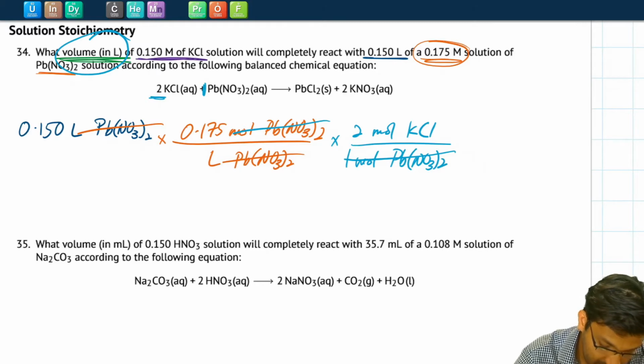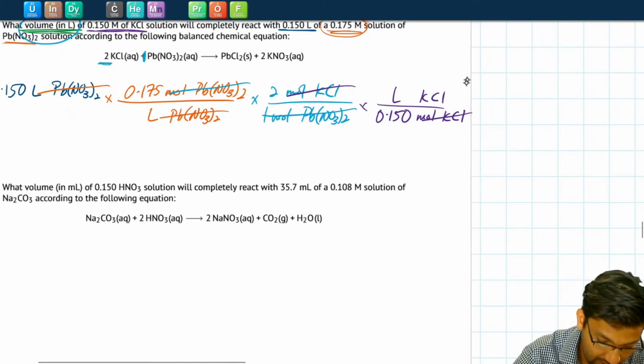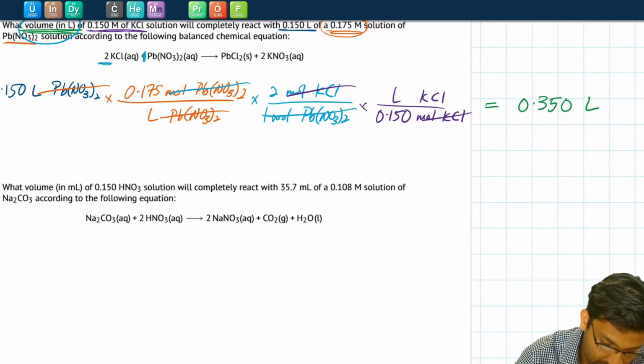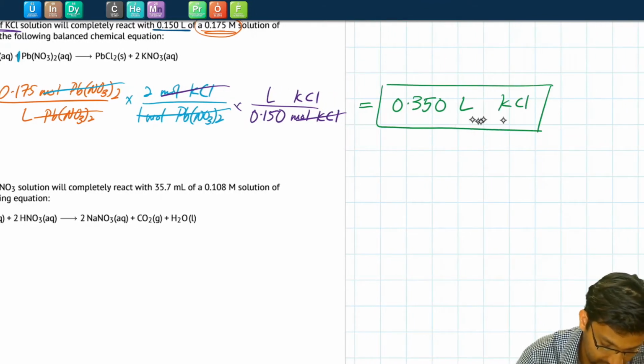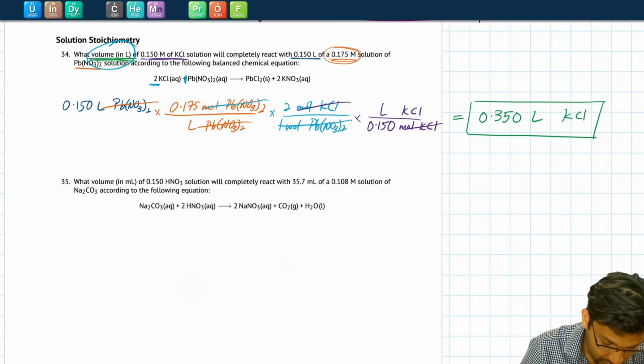The concentration is moles over liters, so you want moles on the bottom to cancel out. It's 0.150 moles of KCl per liter of KCl. So we plug all of this into our calculator and we should get a value of 0.350 liters of KCl to 3 significant figures. And that's it.